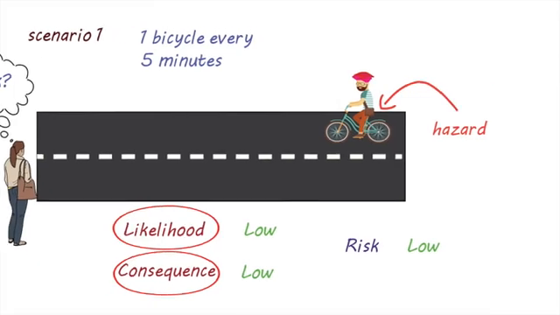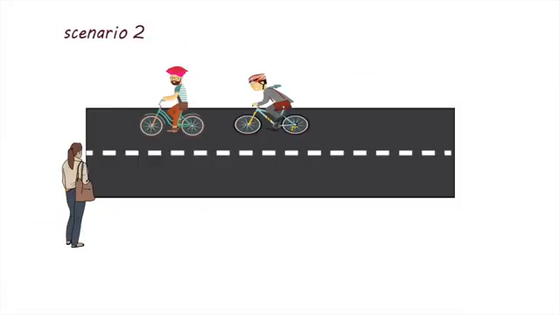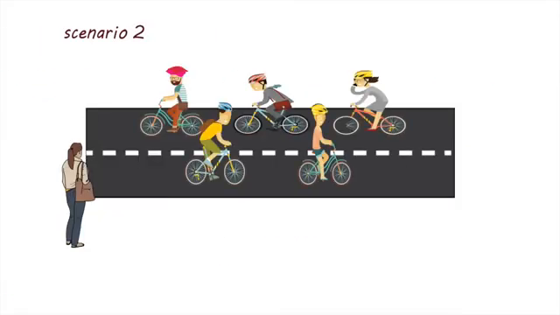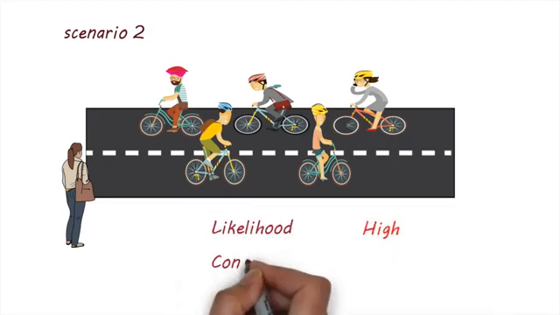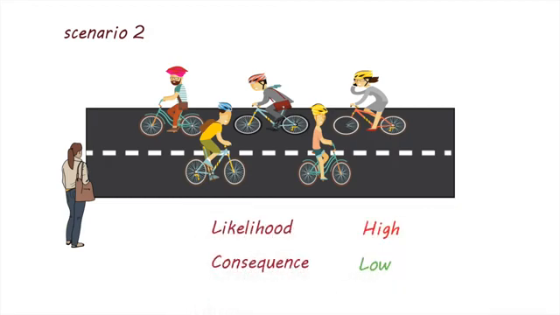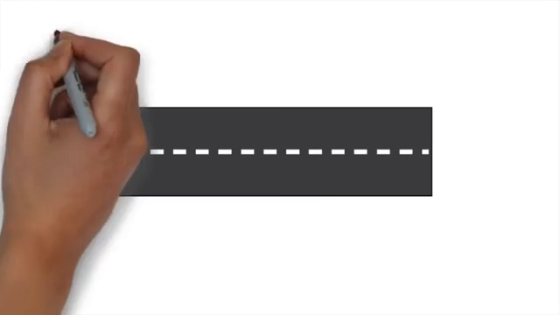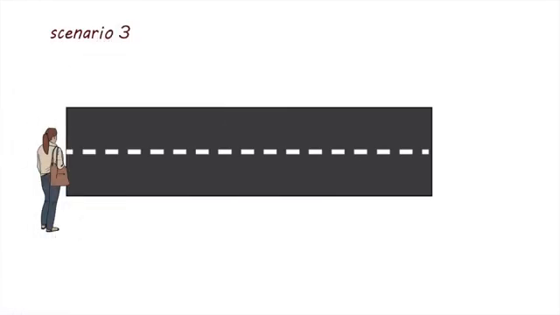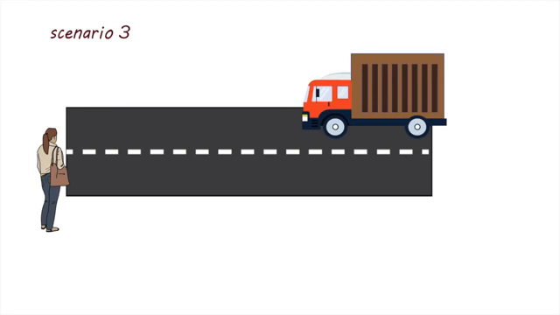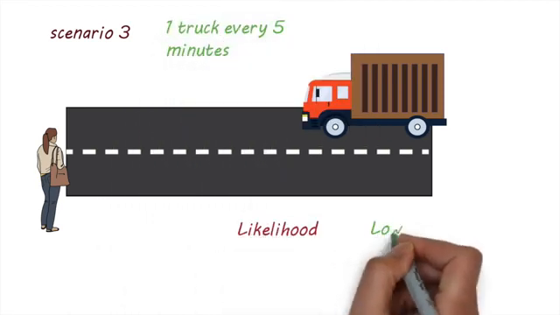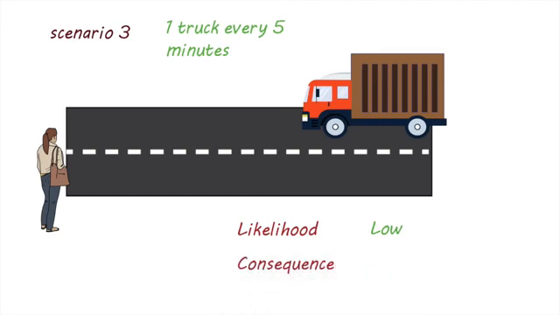Now, obviously, if there are bicycles traveling more frequently, the likelihood of a crash would be higher. But the consequence, if a bicycle did crash into you, would still be low. But what if things were different? Let's change that bicycle to a truck. Now, with a truck passing every 5 minutes, the likelihood of a crash would still be low. However, the consequence is far more severe.